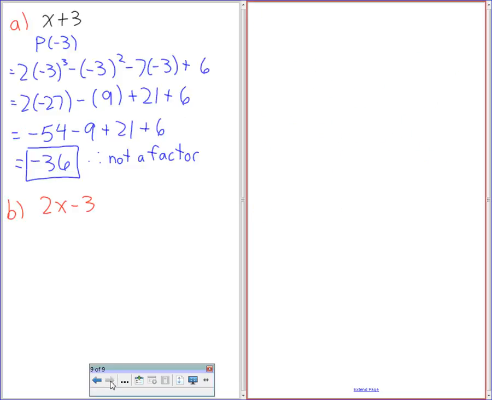I'm going to do this as fast as I can. Again, so it's going to be P of what? This is the key to this question. P of what? Tristan, go. Positive 3 over 2. If you do a negative, it won't work.